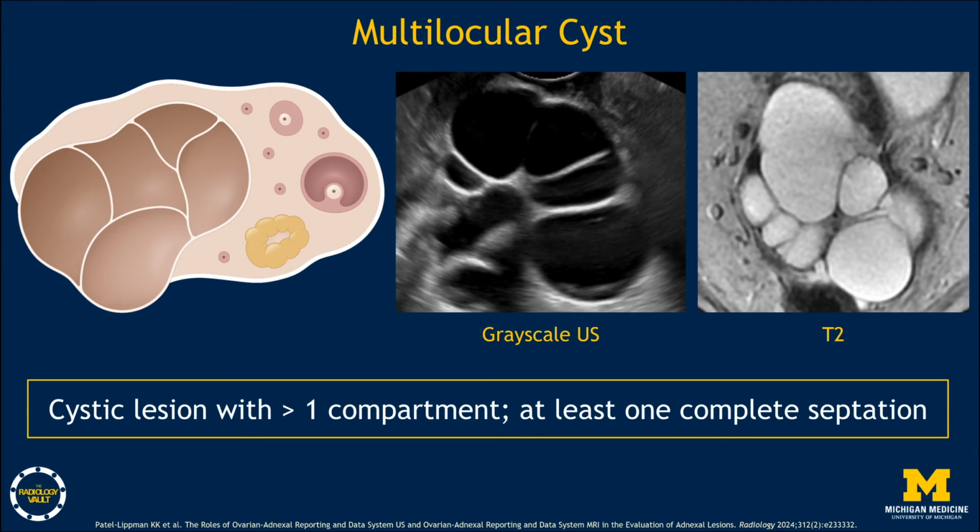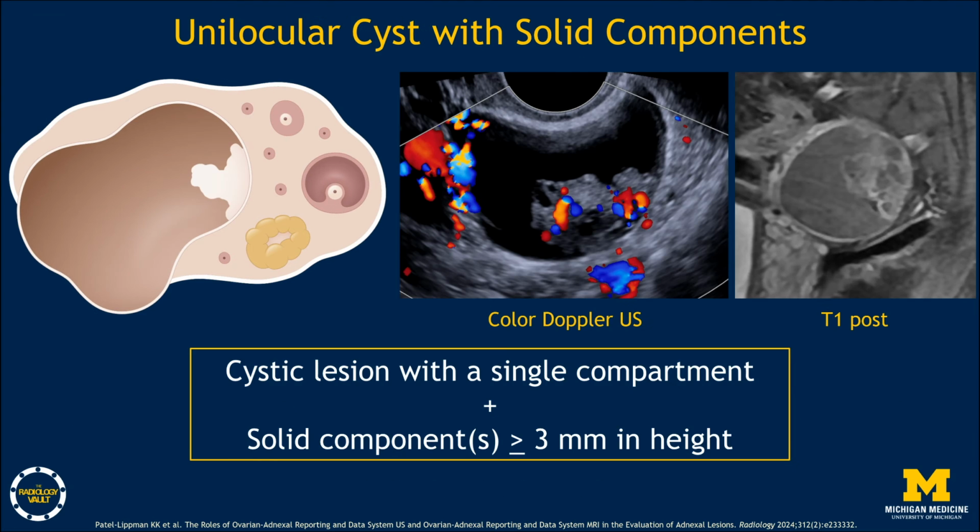A multilocular cyst is a cystic lesion with more than one compartment and at least one complete septation. And it's important to note that fibrin strands in a hemorrhagic cyst are not considered septations. This ended up being a mucinous cystadenoma. Now we have a unilocular cyst, and we're introducing the term of solid components or solid tissue.